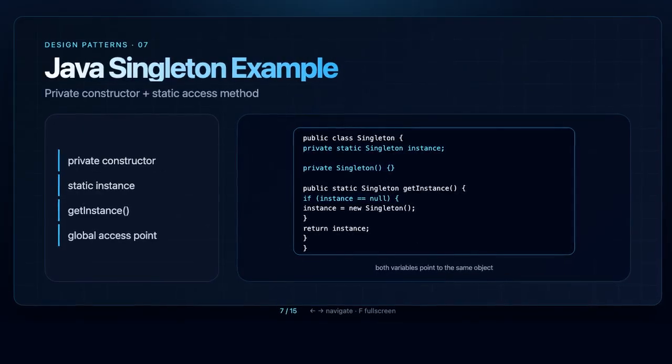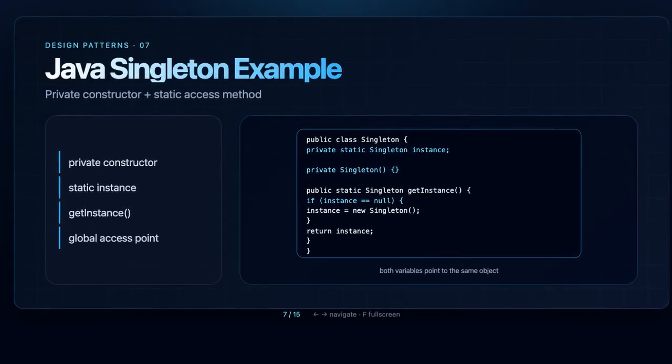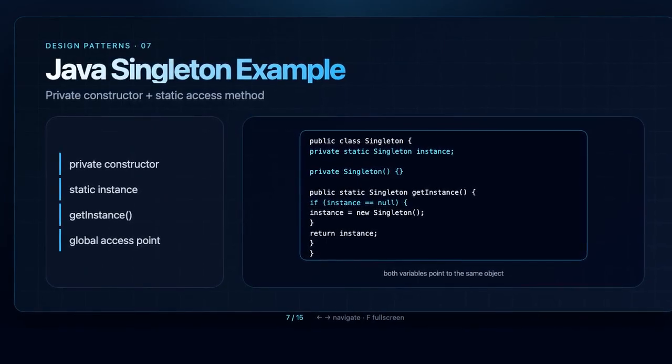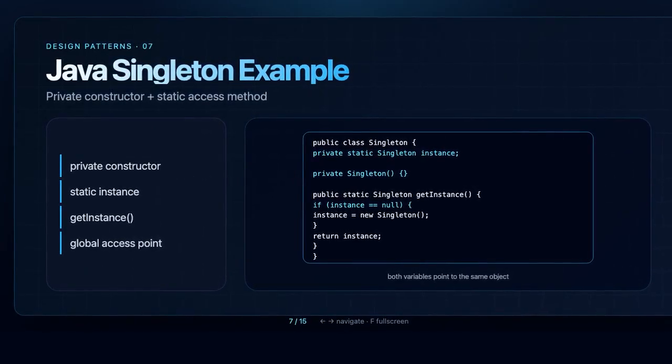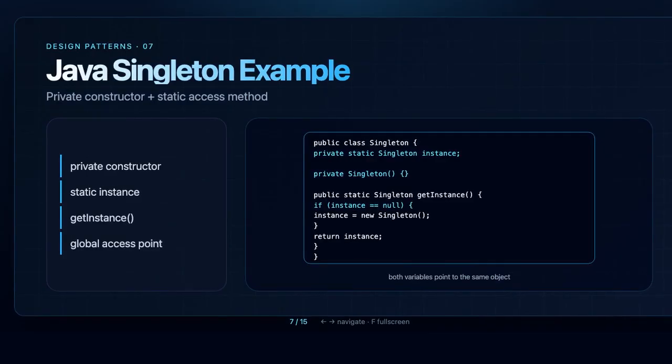In Java, Singleton is often implemented with a private constructor, a private static instance field, and a public static getInstance method. The private constructor prevents external code from creating objects directly. The getInstance method becomes the controlled global access point. The Java version is common in interviews because each keyword has a purpose. Private constructor blocks new calls. Static storage belongs to the class. getInstance exposes controlled access.